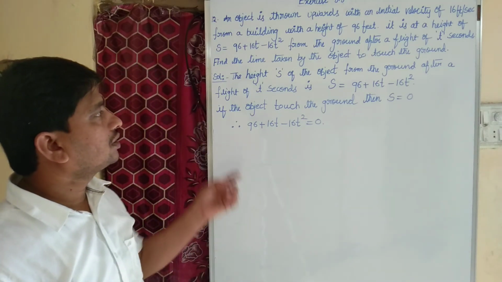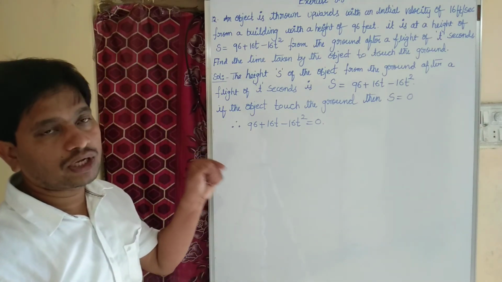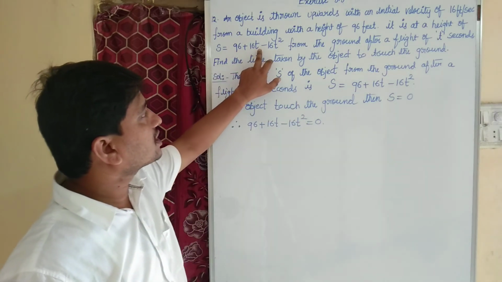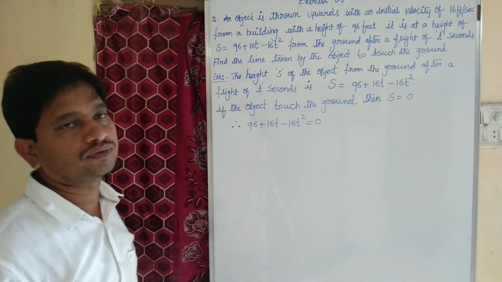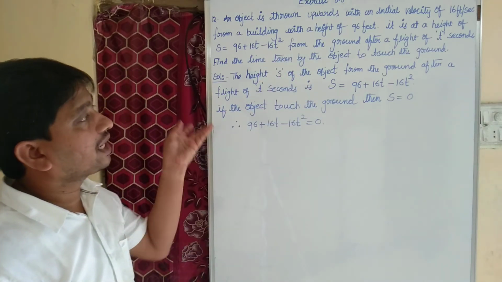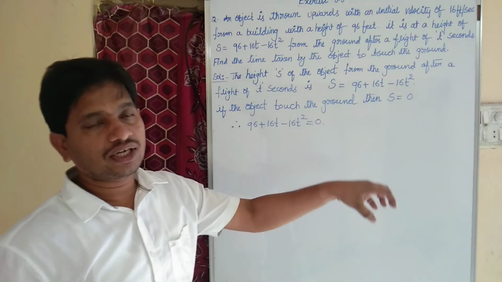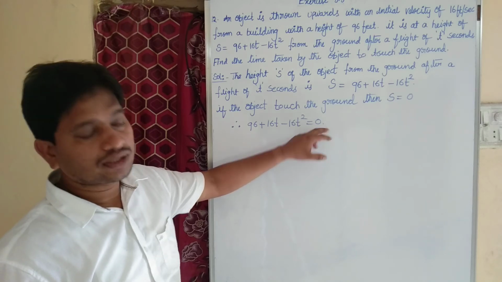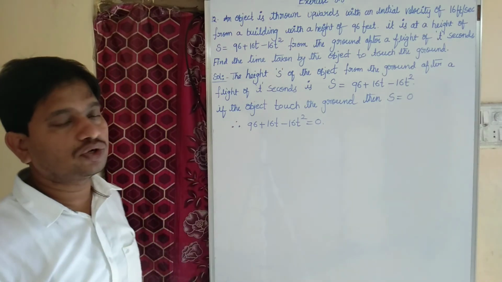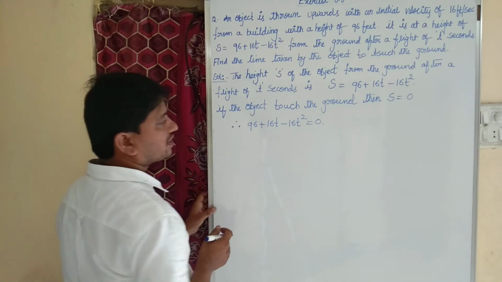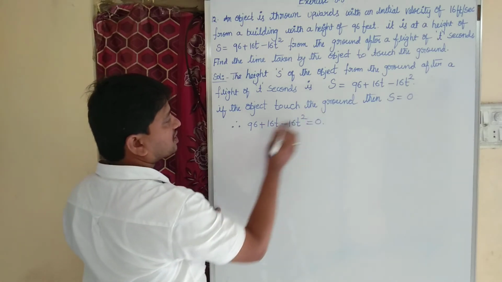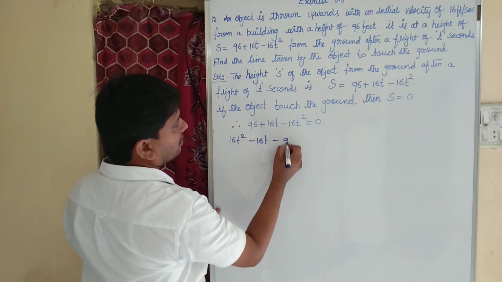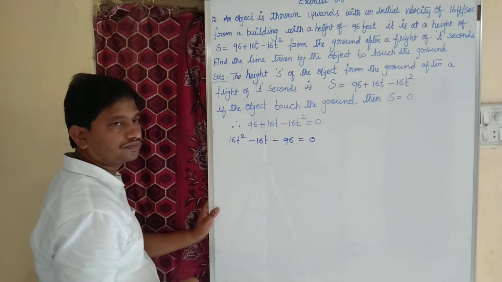So children, the height s of the object from the ground after a flight of t seconds is given as s equal to 96 plus 16t minus 16t square. They are asking to find the time taken by the object to touch the ground. When it is touching the ground, there is no height, so s is equal to 0. Now which is our quadratic equation in terms of t: minus 16t square you transpose, plus 16t square minus 16t minus 96 equal to 0.